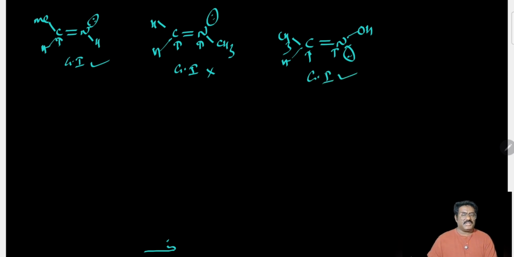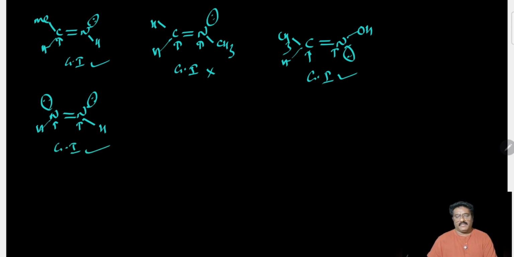Have a look at the next example. Nitrogen double bonded with nitrogen, with a lone pair and H on each nitrogen. This nitrogen has different types of groups, one is hydrogen and the other is a lone pair. This nitrogen also has two different types of groups. It can show geometrical isomerism.